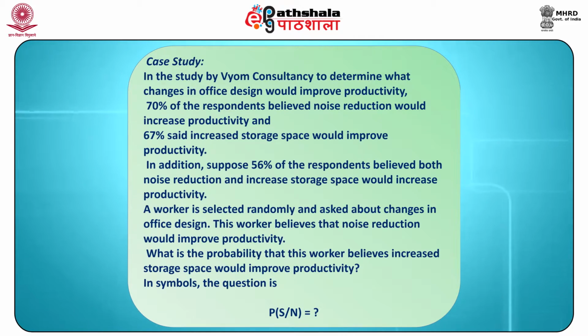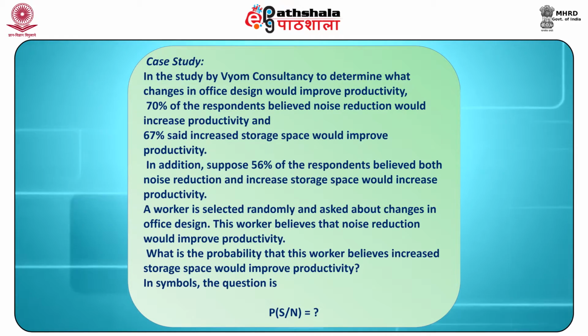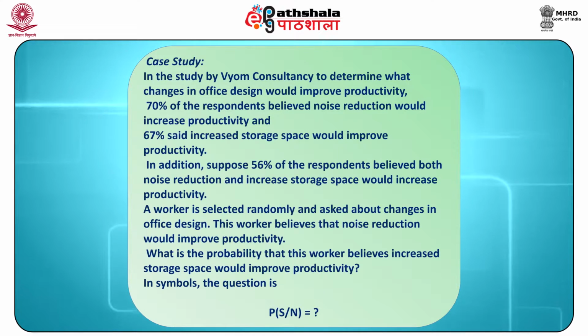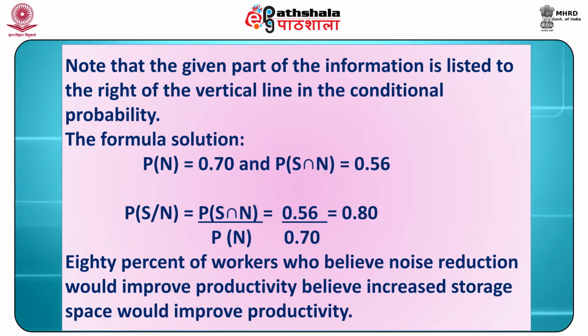So, what is the probability that this worker believes increased storage space would improve productivity? That is, what is the probability that a randomly selected person believes storage space would improve productivity given that he or she believes noise reduction improves productivity? So, in symbols what it means is probability of S given N. That is what we have to find out. Note that given the part of the information is listed to the right of the vertical line in the conditional probability, the formula solution is that the probability of S given N is equal to the probability of S intersection N divided by the probability of N.